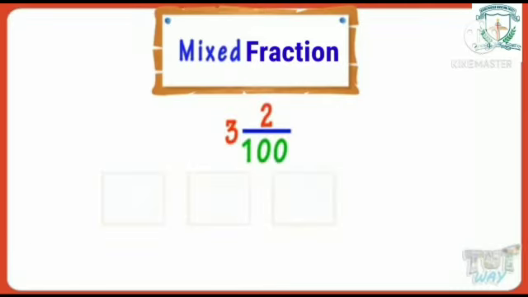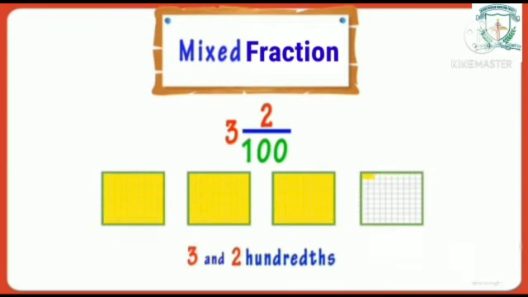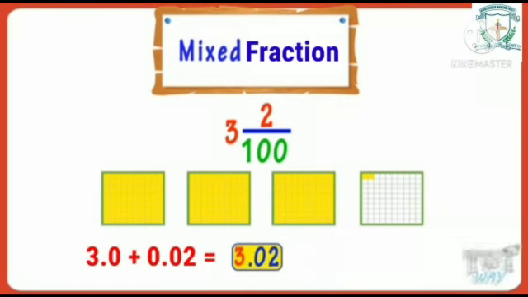Consider 3 2 by 100. 3 is a whole number, 2 by 100 is a decimal fraction. 3 and 2 hundredths. 2 hundredths in decimal form is 0.02. Now add 0.02 to 3.0, that is equal to 3.02. Thus 3 2 by 100 is written as 3.02.